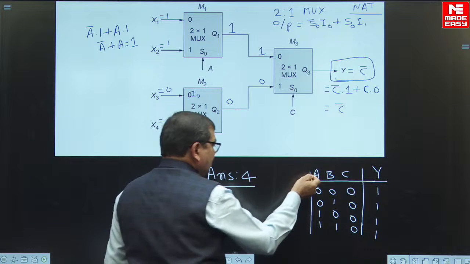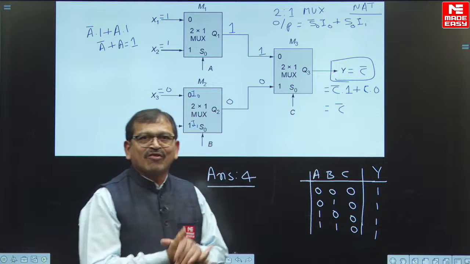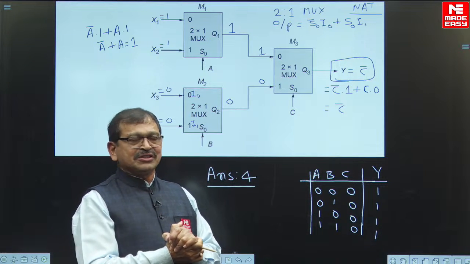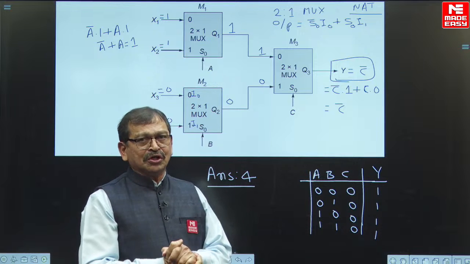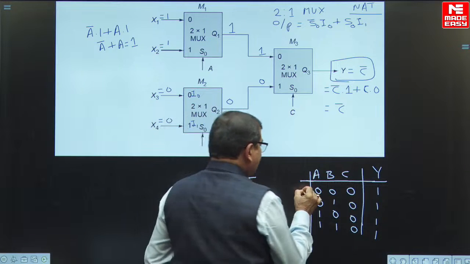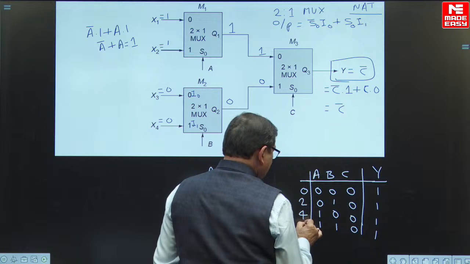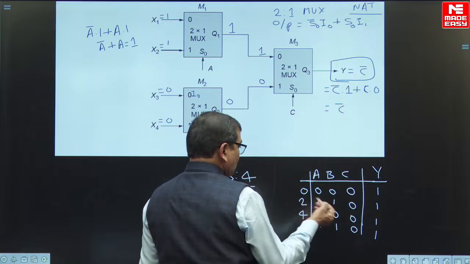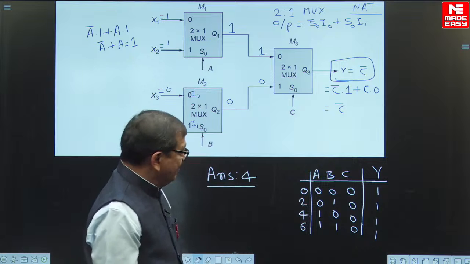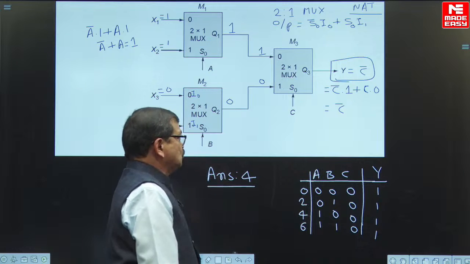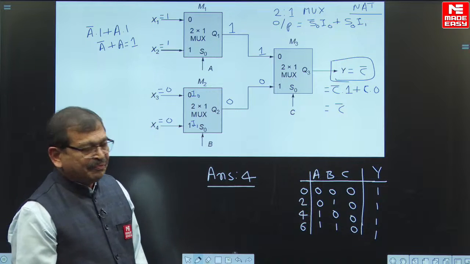We know that on the ABC variables, the total number of combinations is 8. Out of 8 combinations, for 4 combinations the output is 1. If you look further, for combinations 0, 2, 4, and 6, the output is 1. So the answer to this question is 4.